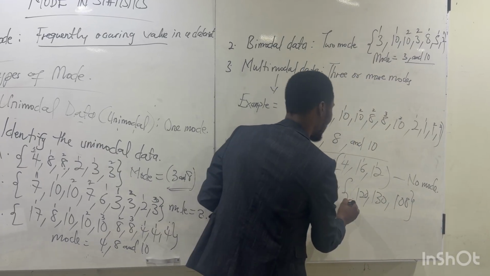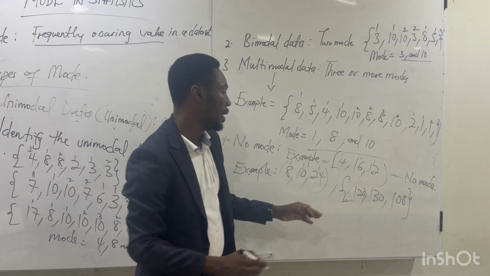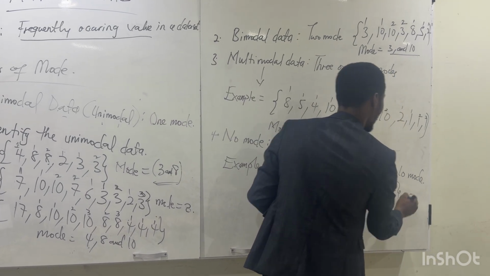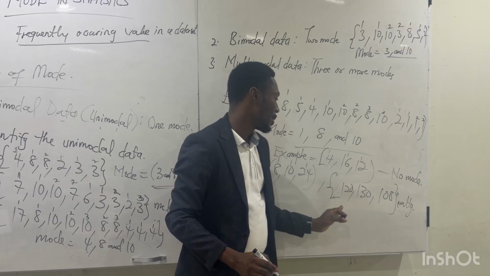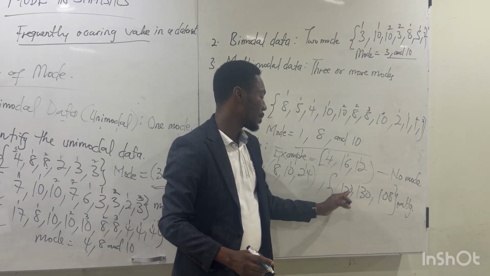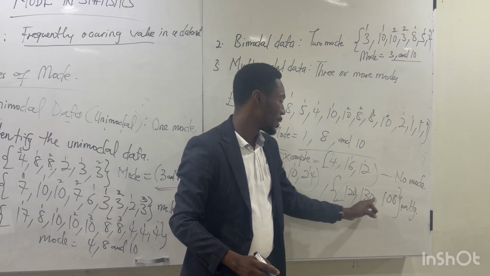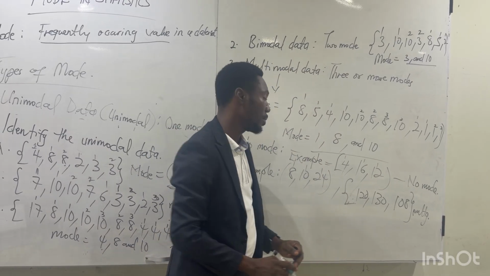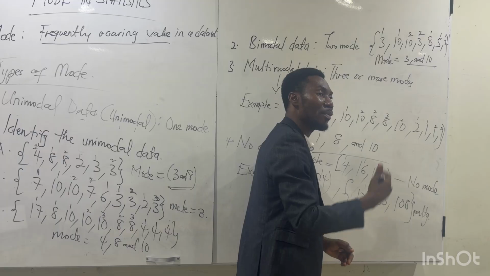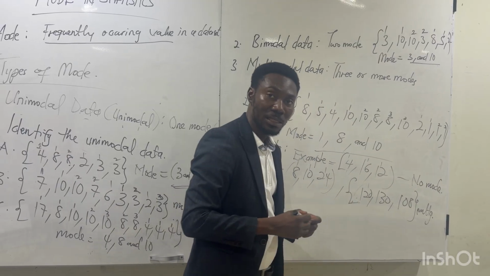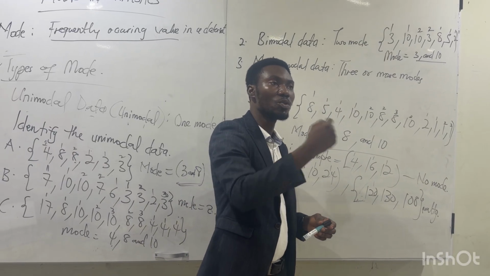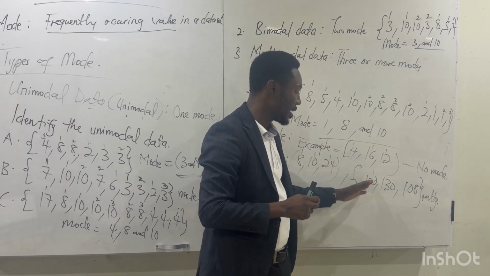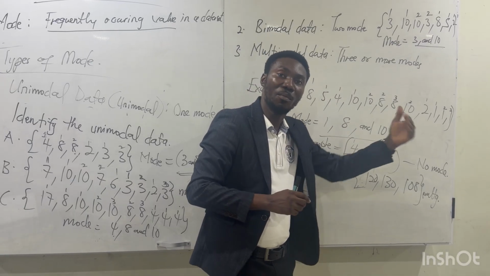These are the blood pressures of patients on the ward in millimeters of mercury. In this data set, 120 is occurring once, 130 is occurring once, 108 is also occurring once. So in this data set, there is no mode because they are all occurring once. For mode, we are looking for a value that would occur more than once.